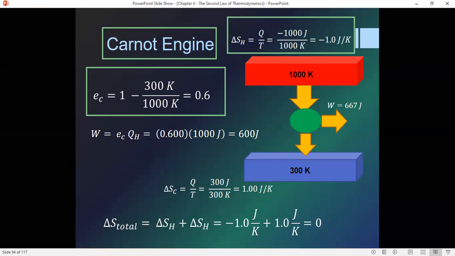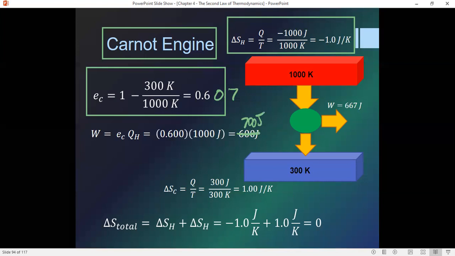I did the math incorrectly. Well, in any case, let me do a little edit right there. So 3/10, of course, is 0.3. That should be 0.7. Okay, so I'll have 700 joules instead.